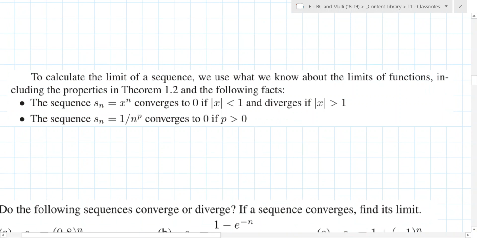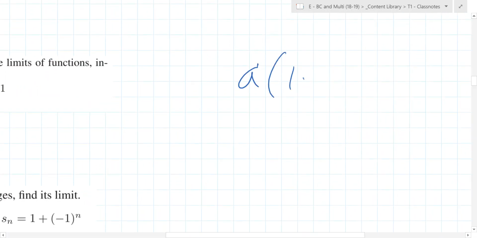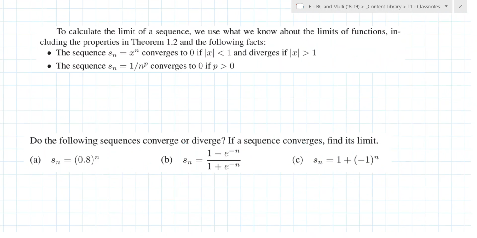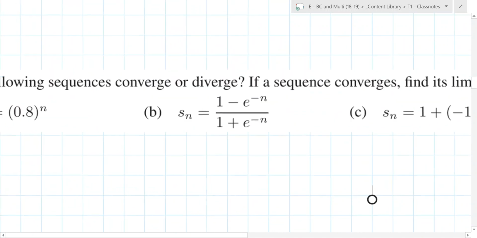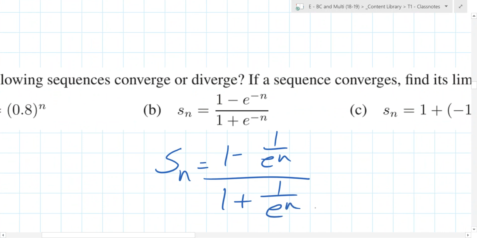So that finite one, I'll write it over here. The finite one is a times 1 minus r to the n all over what? 1 minus r. And you can see why easily, so let's just do this step by step here. If we wrote this out, another way to write this is 1 minus 1 over e to the n over 1 plus 1 over e to the n, right?